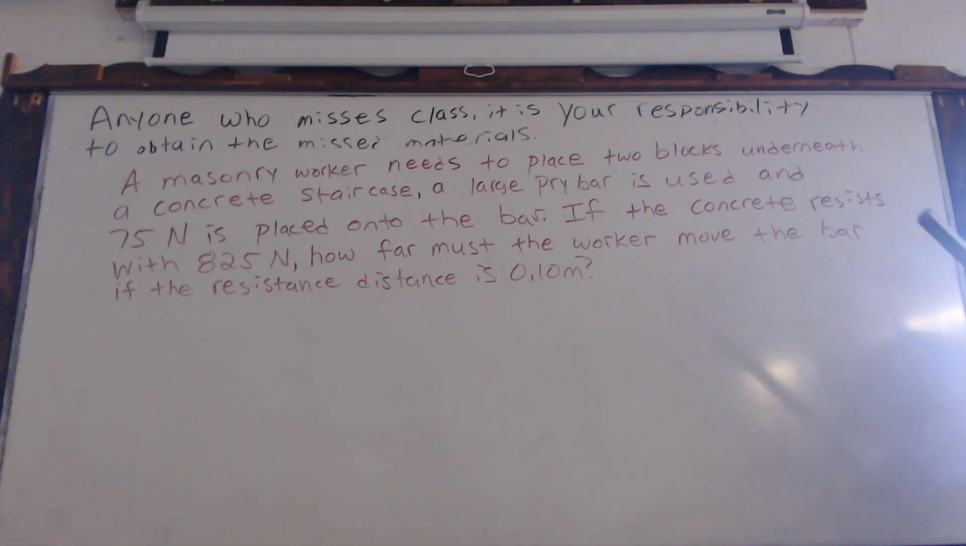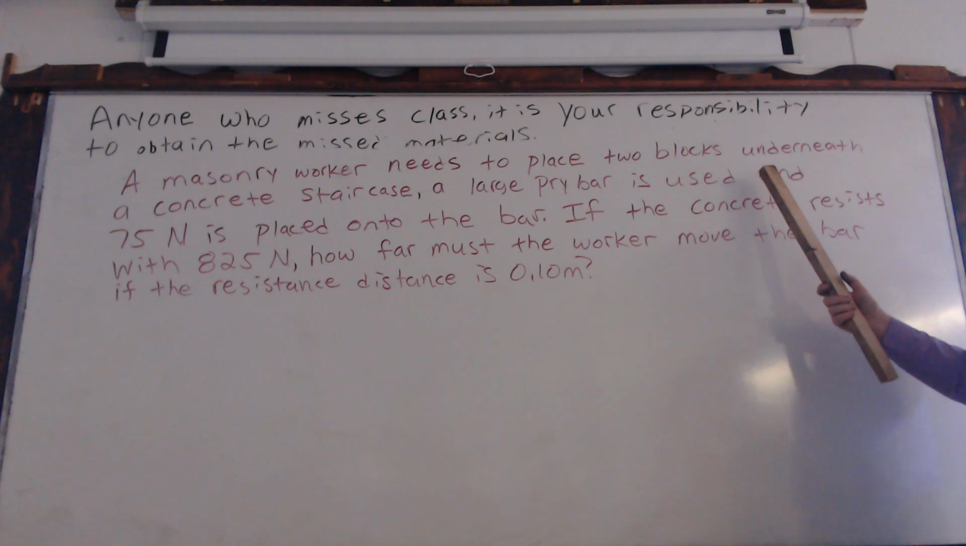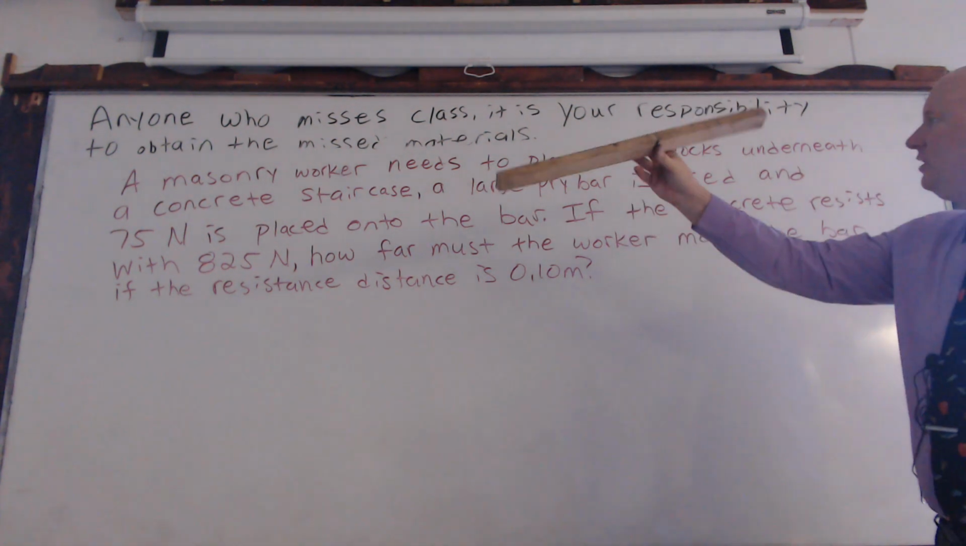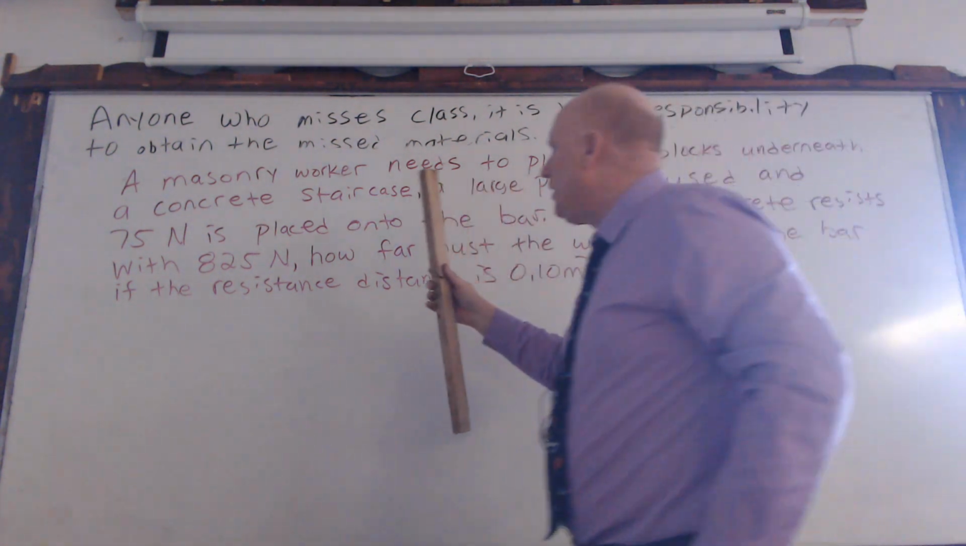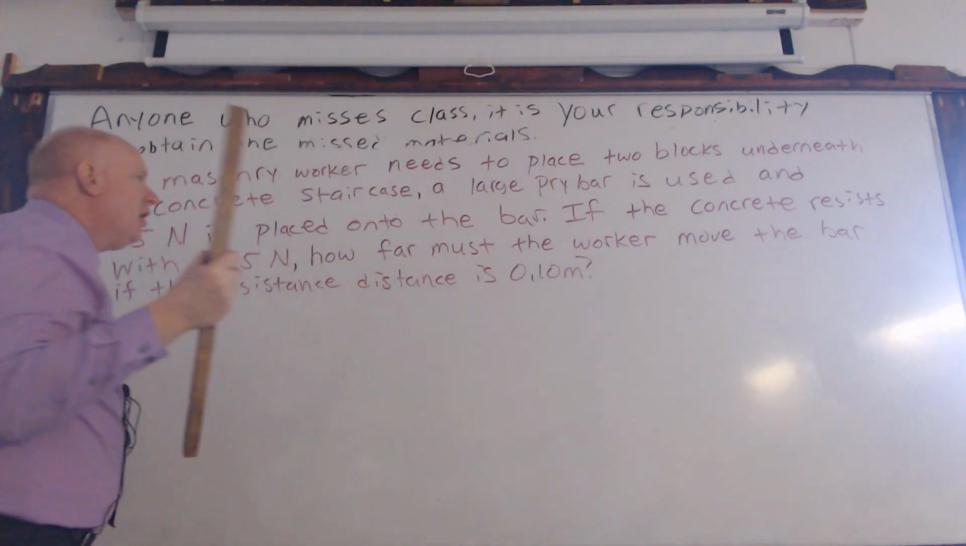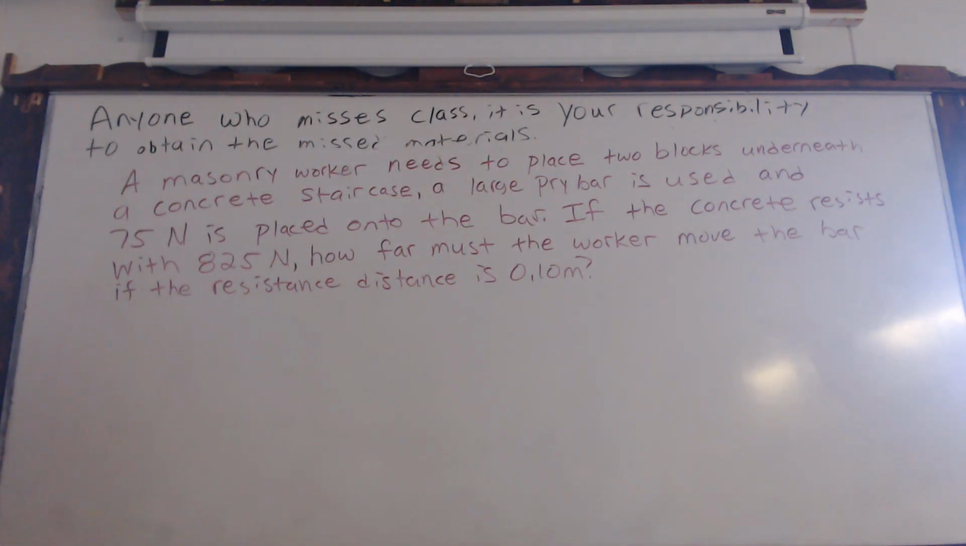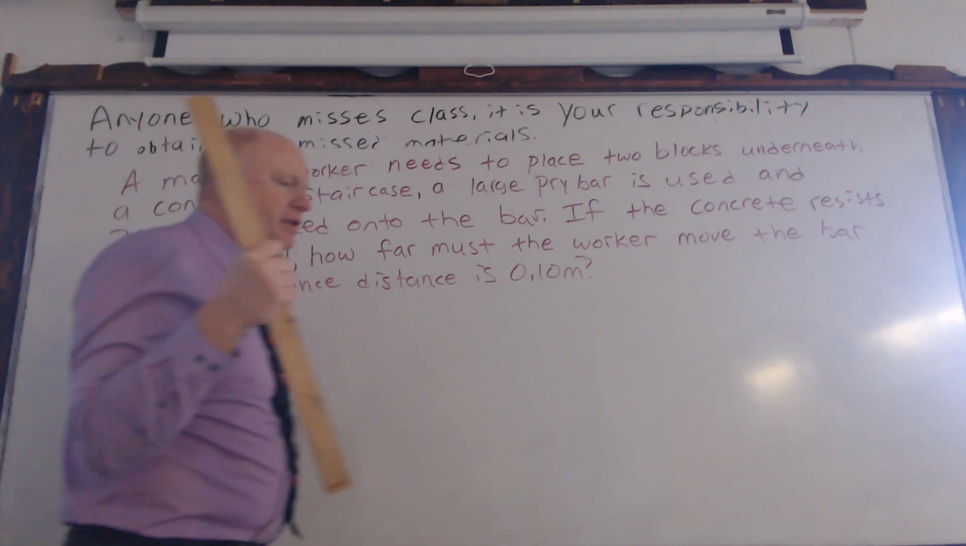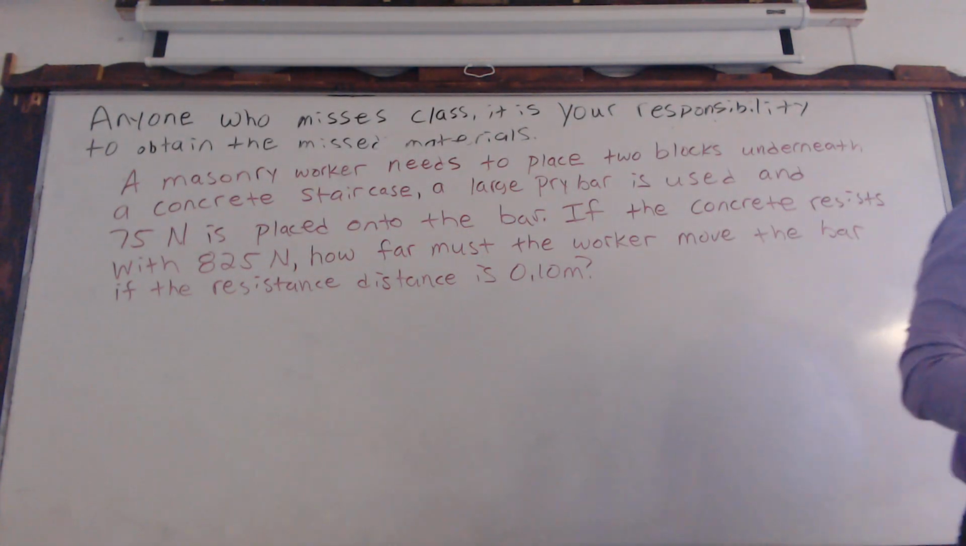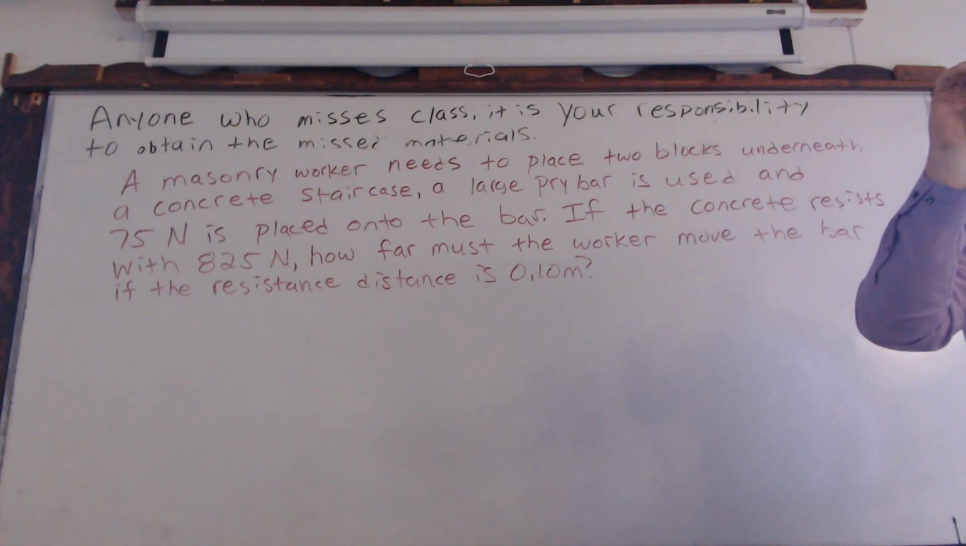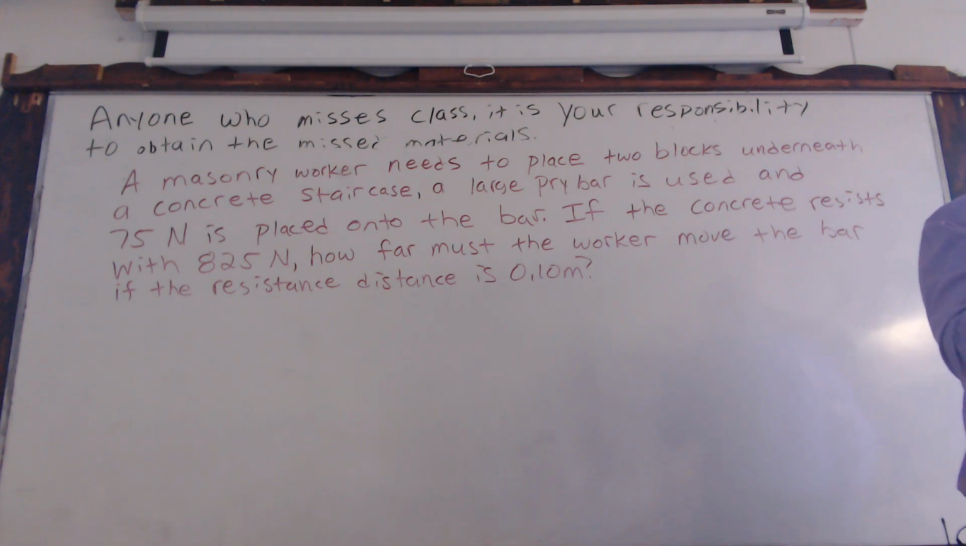So in this case, a masonry worker needs to place 2 blocks of wood underneath a concrete staircase. So a large pry bar is used and 75 newtons is placed onto the bar. If the concrete resists with 825 newtons, how far must the worker move the bar if the resistance distance is 0.10 meters?